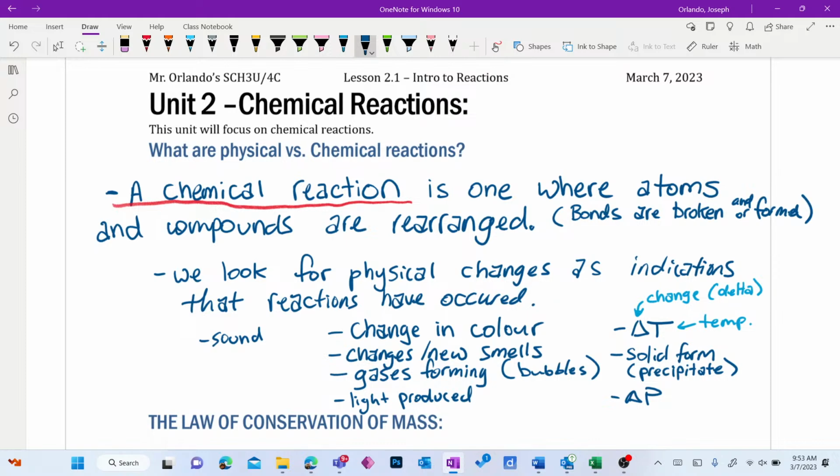A chemical reaction happens anytime bonds are broken or formed. Doesn't have to be both. It could be either one. Breaking bonds is a chemical reaction. Making bonds is a chemical reaction. Doing both is a chemical reaction.